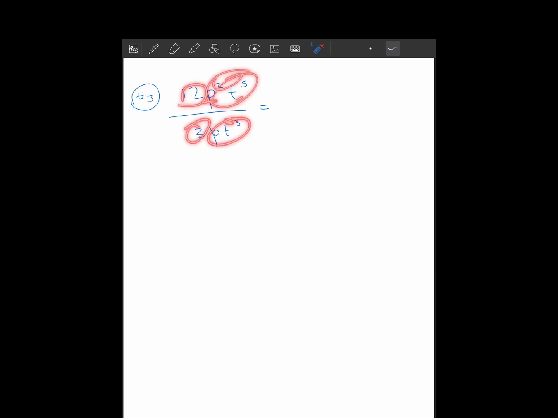But 12 over 3, we know what that is. 12 divided by 3. 3, 6, 9, 12, that's 4. 12 over 3 is 4. So let's not be confused. We have 4 times p squared t power 5 over p t cubed.